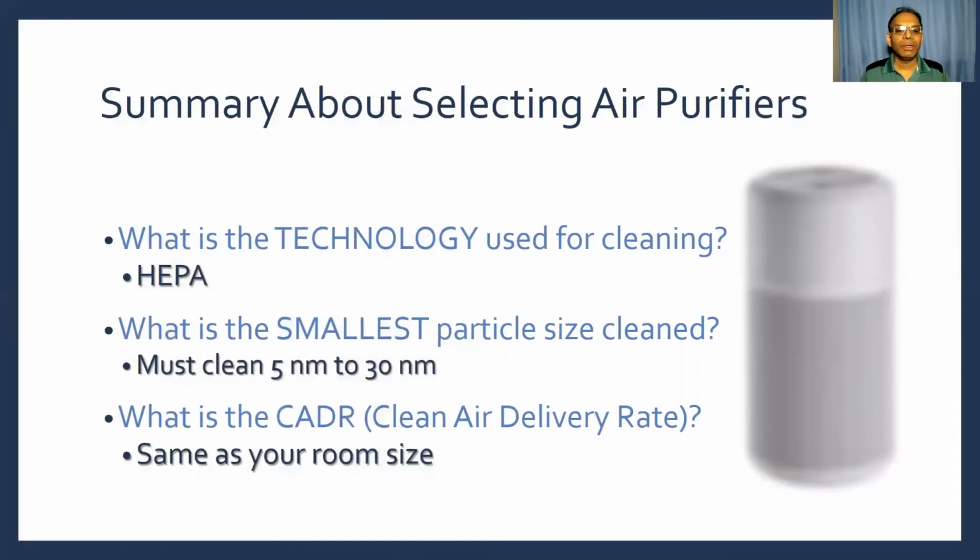And so this is a summary. You should use HEPA technology. You must be able to clean from 5 nanometers to 30 nanometers, if you don't want to die because of inflammation, heart attack, stroke, and the world doesn't know this. The world is trying to protect you from those bulls and cows and buffaloes, and your enemy is mosquitoes and cockroaches. Not even cockroaches, maybe smaller versions of mosquitoes, some ticks. And finally, CADR will be probably same as your room size.